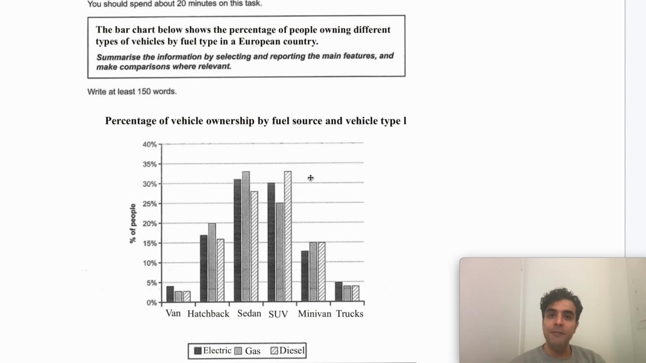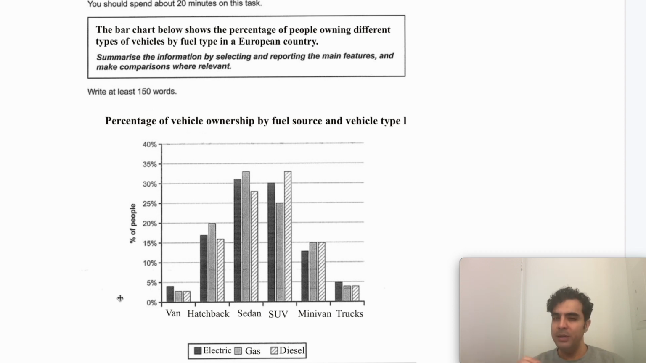Step two, look at the features. The vertical axis shows the percentage of people. Remember, so people was the MP. The horizontal axis, what does it show? Remember from a few lessons ago, the horizontal axis usually shows the different categories of the data. In this case, we have 6 categories of cars: vans, hatchbacks, sedans, SUVs, minivans, and trucks. And then we also have a distinction of these types of cars by fuel type. So we have electric, gas, and diesel, right? For each category.